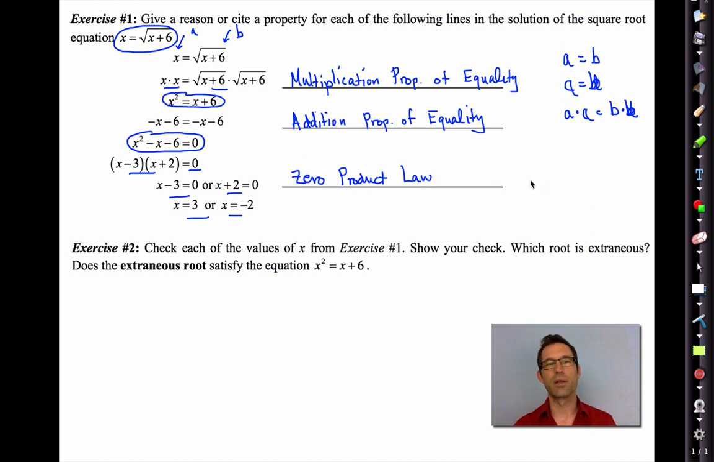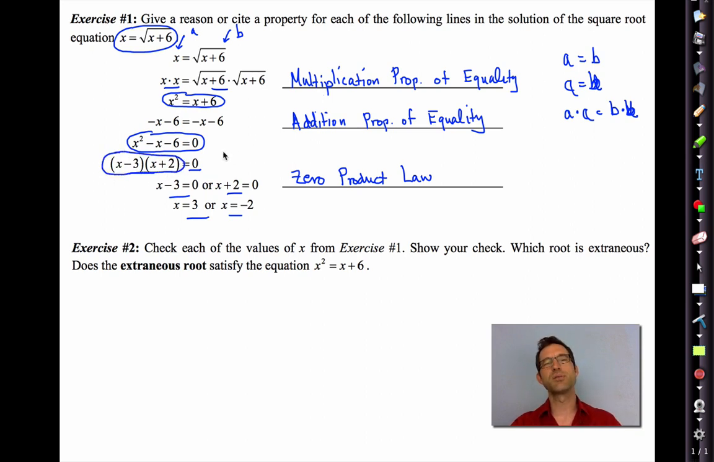Now, I want to be very clear. There's a bunch of stuff here that we haven't justified. We haven't justified why x squared minus x minus 6 is x minus 3 times x plus 2. There's actually a lot of different properties that sort of justify why the thing circled here in blue is equal to the thing circled here in blue.